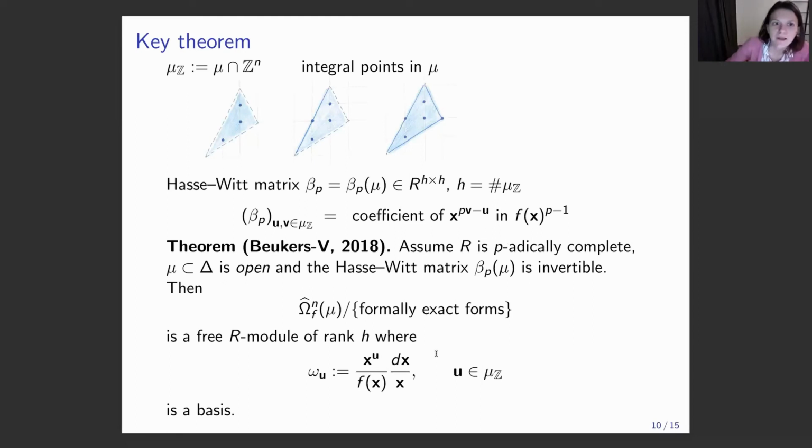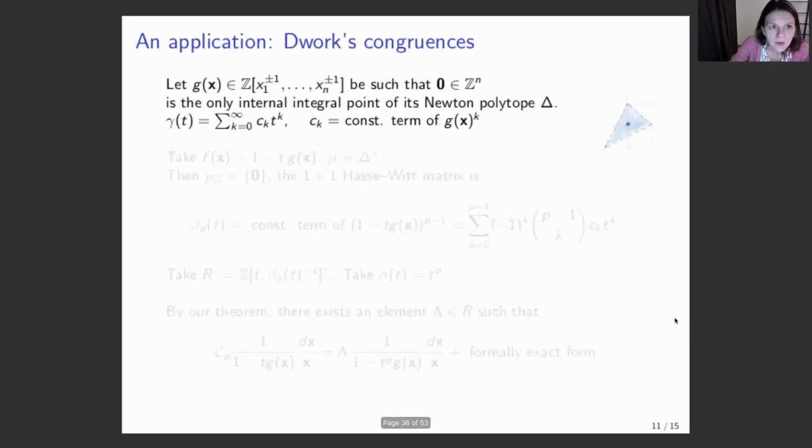Okay. Now, let me show you how this theorem can be applied to prove Dwork's congruences. So from now on, we will work back in our setting from the very beginning. G is a Laurent polynomial with coefficients in Z. 0 is the only interior integral point in the Newton polytope. So the interior of delta contains no other lattice points. Gamma of t is the generating series of the sequence ck, where ck is the constant term of the k-th power of g.